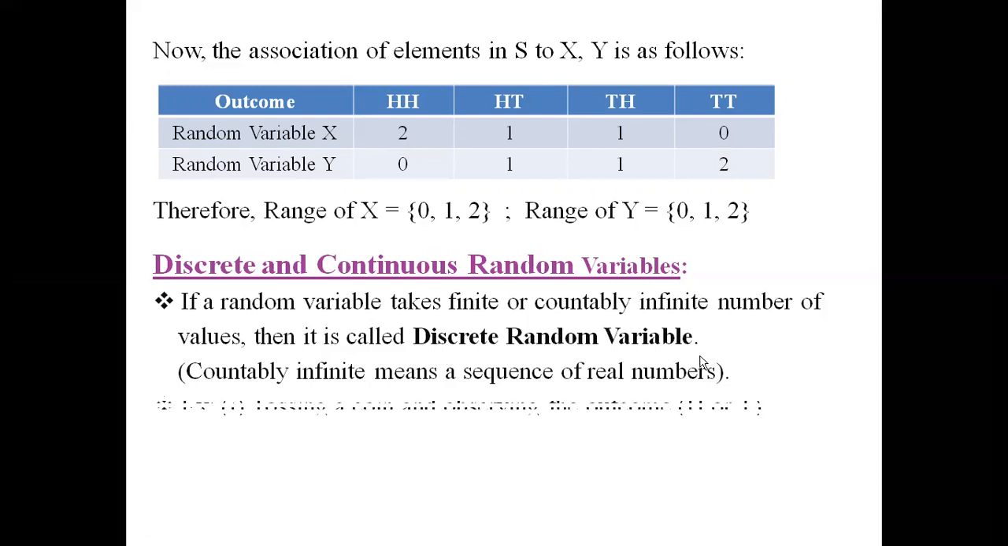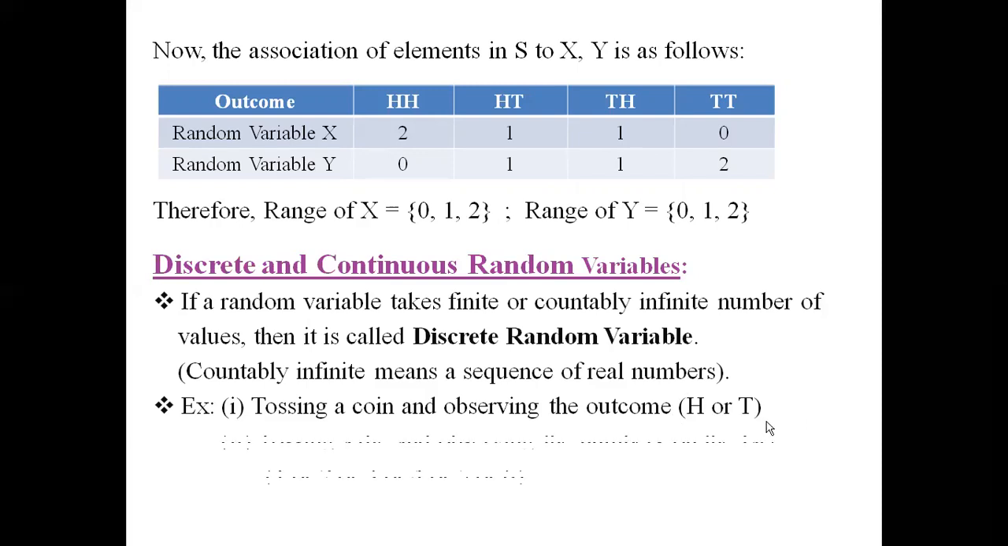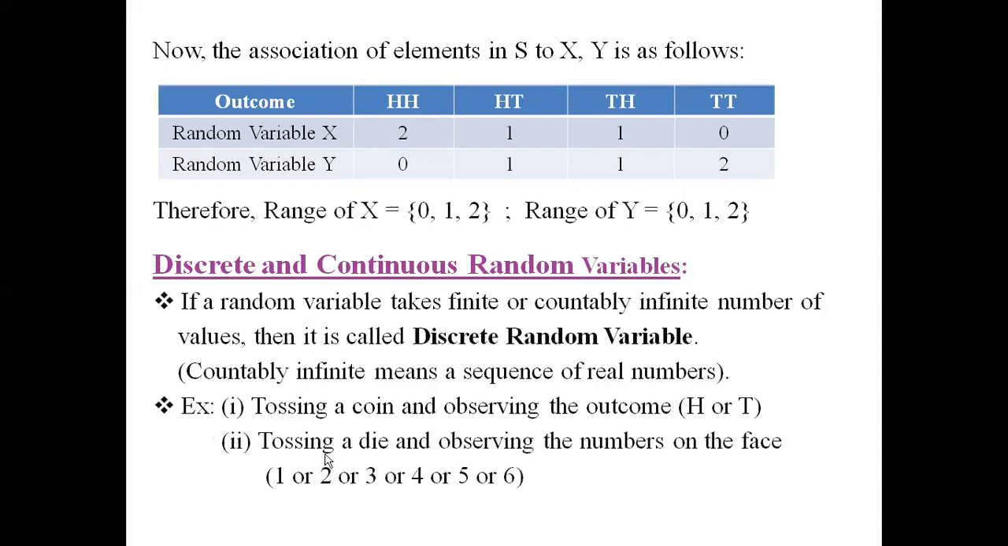random variable. Say for example, we toss a coin and observe the outcome. So it is countable, head or tail. Say for another example, we toss a die and observe the numbers on the face. So a die has the number 1 or 2 or 3 or 4 or 5 or 6. So we are able to count. So it is a finite number. That is the reason it is said to be a discrete random variable.